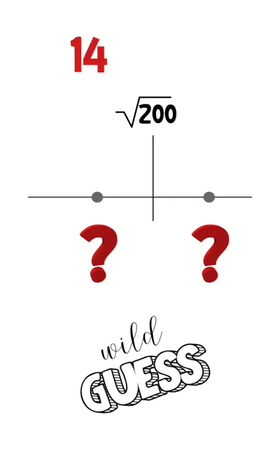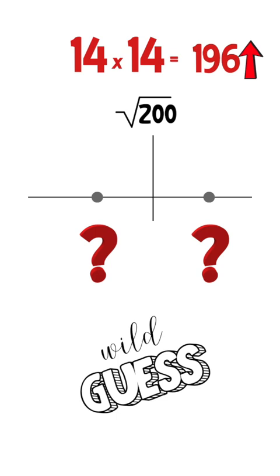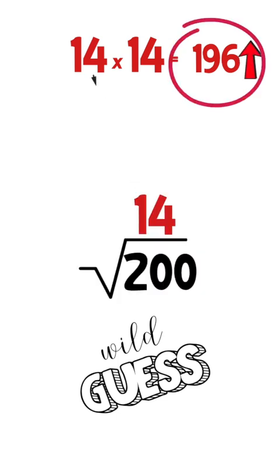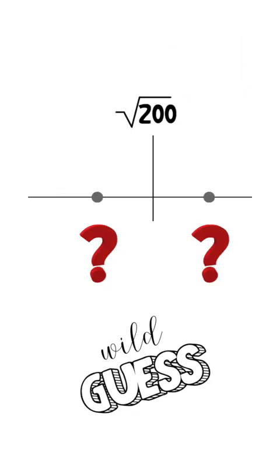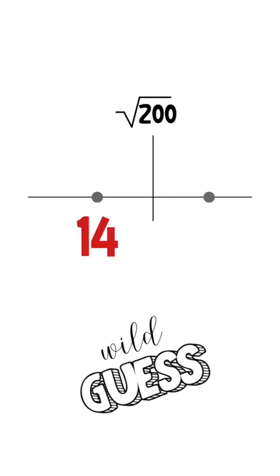Let's try 14, Ziggy. 14 times 14 is what? 14 times 14, 196. Now it's too small. So what we found out, Ziggy, is that 14 is less than the square root of 200, it's too small. And that 15 is more than the square root of 200, it's too big. So that means the square root of 200 is somewhere between the consecutive whole numbers of 14 and 15, right? Oh, I get it.